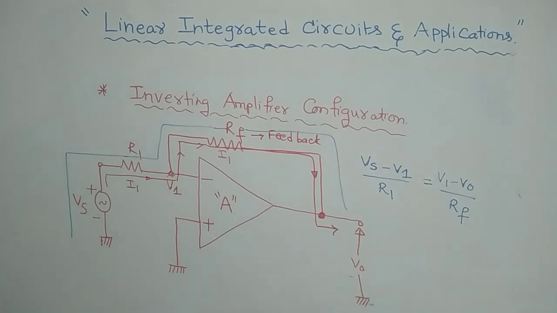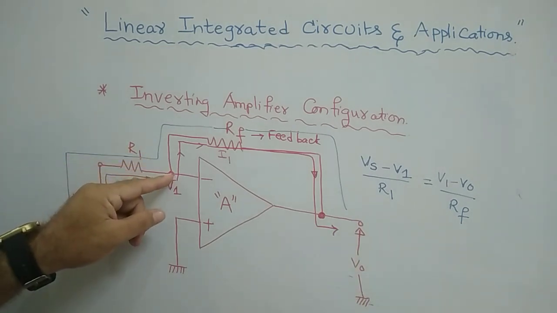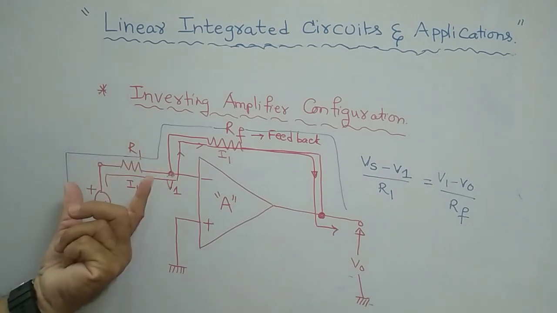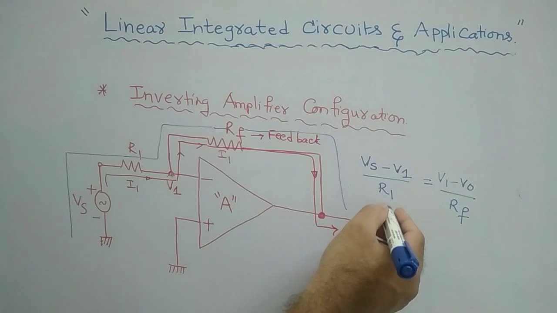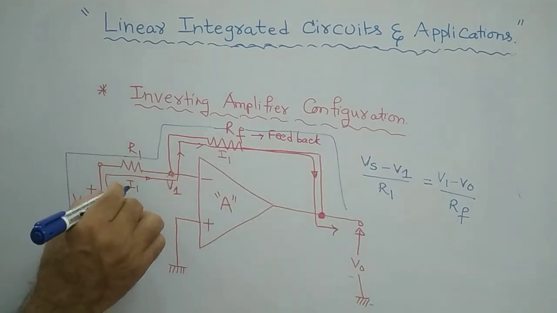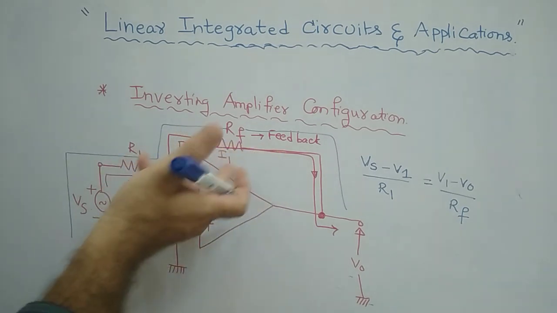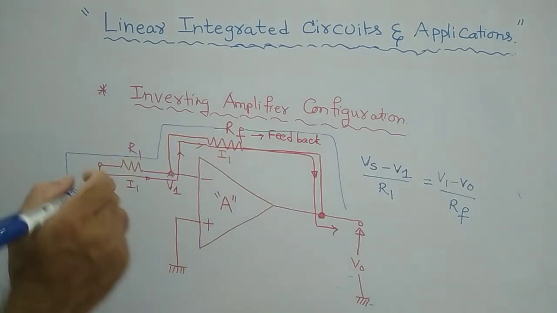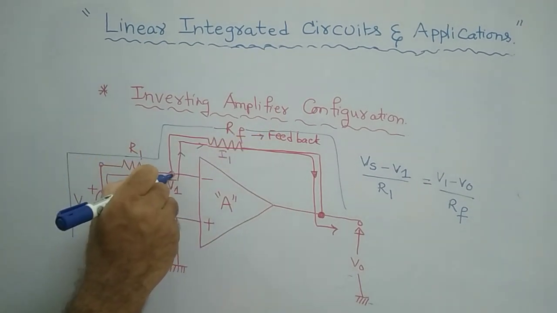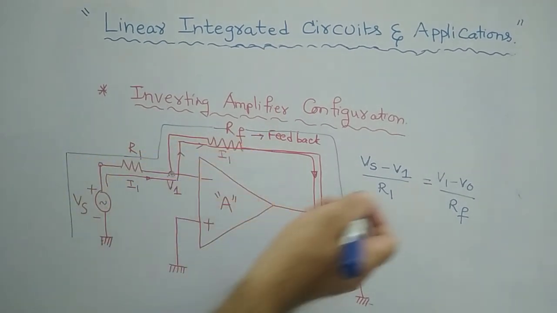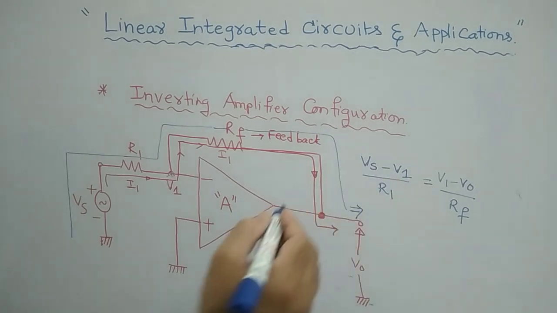Clear? (Vs minus V1) by R1 at this particular node is equal to this expression. V by R is nothing but I. So for this I1 I am writing the expression, this I1 is equal to this, nothing but KCL: the input current at this node equals the leaving current. It is KCL actually. Okay, this implies what we can write.